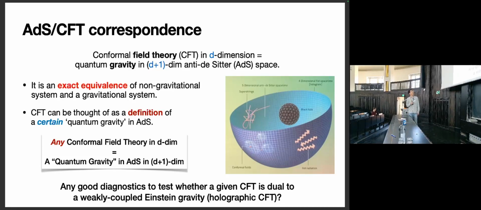My question here is: if I'm given some conformal field theory, can we devise a diagnostic to test whether a given CFT is dual to a good-looking, weakly coupled Einstein gravity? Sometimes these are referred to as holographic CFTs in the literature.